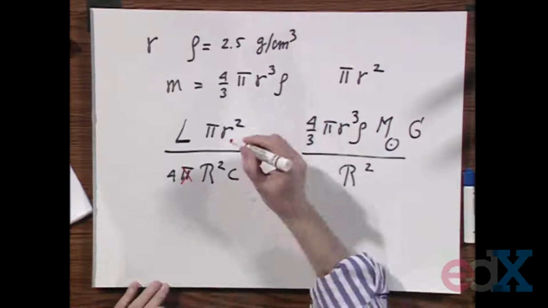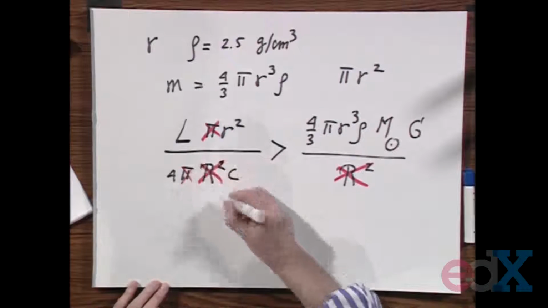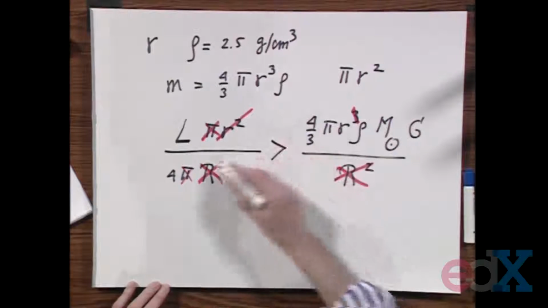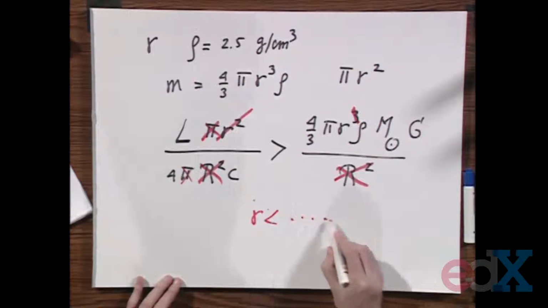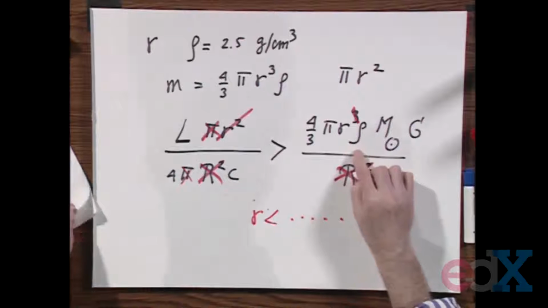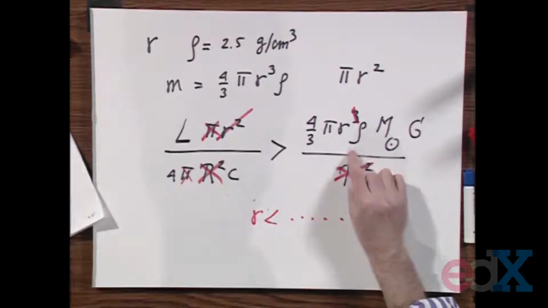I lose a pi here, I lose R squared here, I lose R squared here against this R, and if you work this out, you know all these numbers, you will see that for r smaller than a certain number, these grains will not be able to survive in our solar system. And that is quite remarkable.